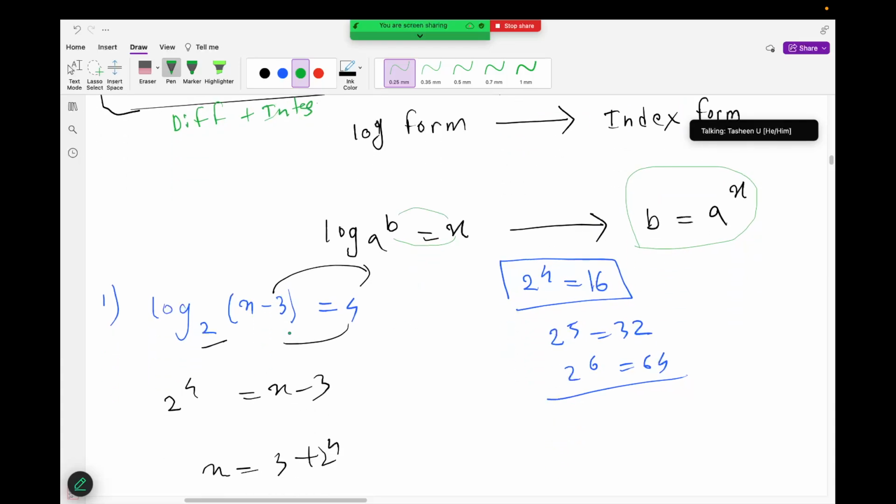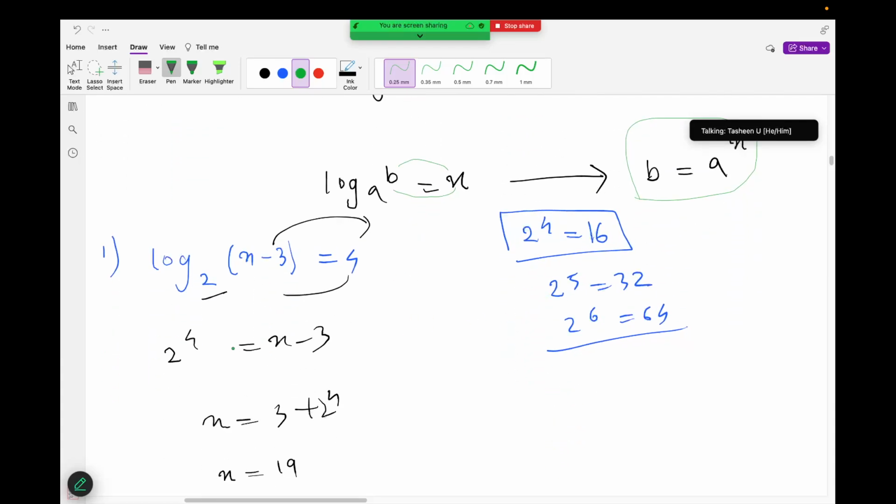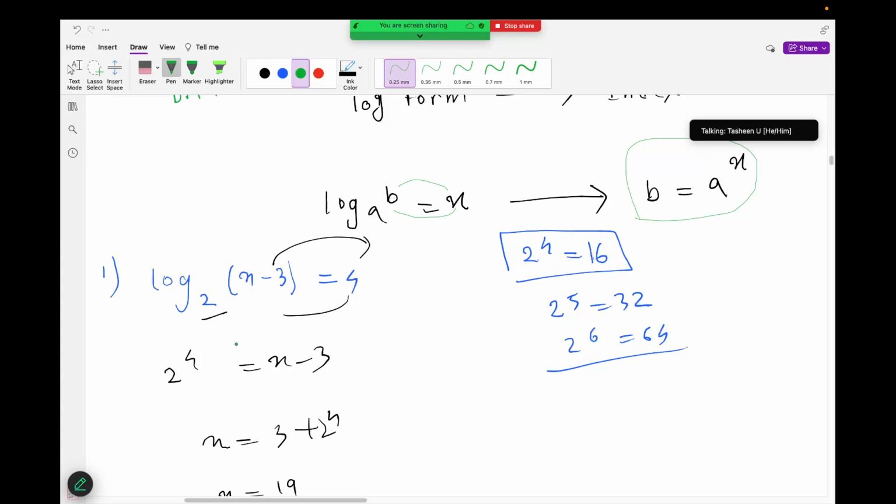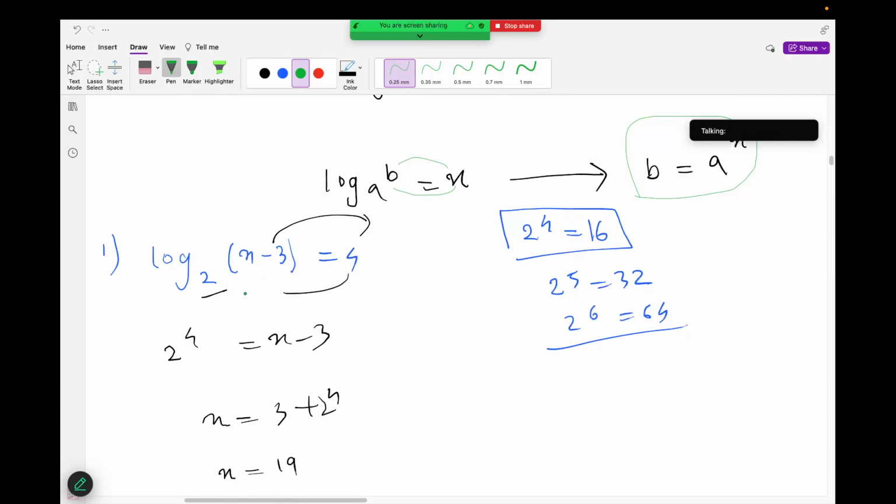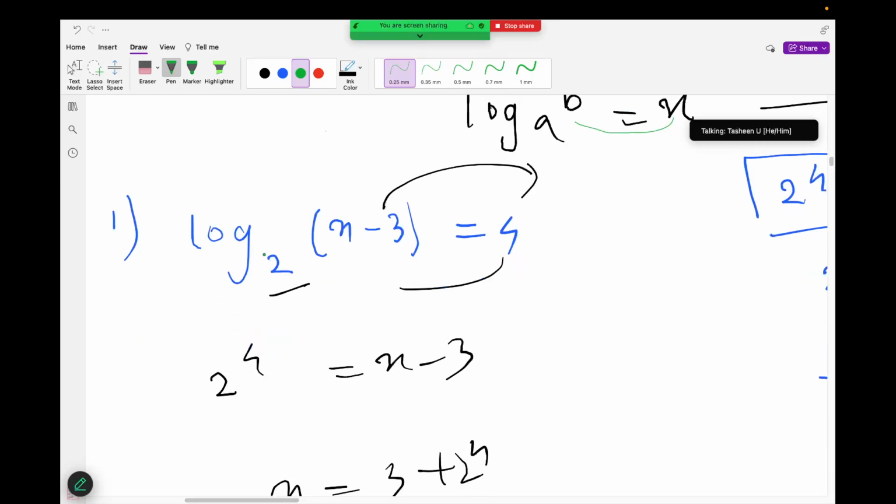Okay, so if we have log base 2 of argument x minus 1, how do we remove the log?